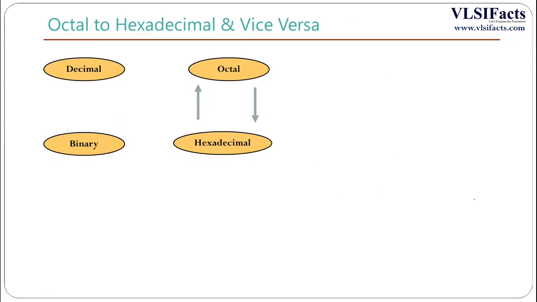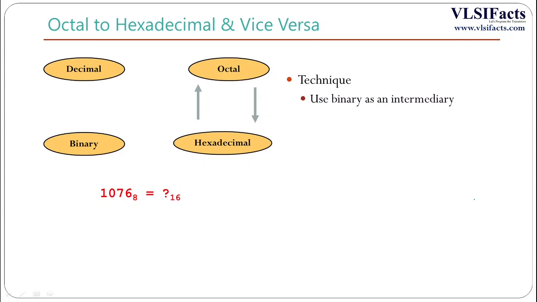Now we will learn how to convert an octal number to hexadecimal or vice versa. These conversion processes are very simple. We just need to use binary as an intermediary. Let us solve one example from both conversions.